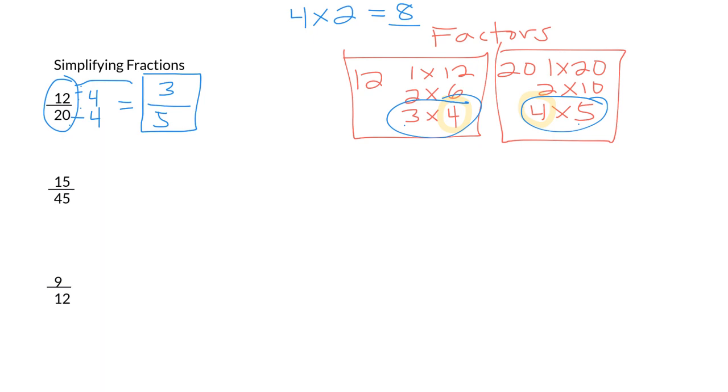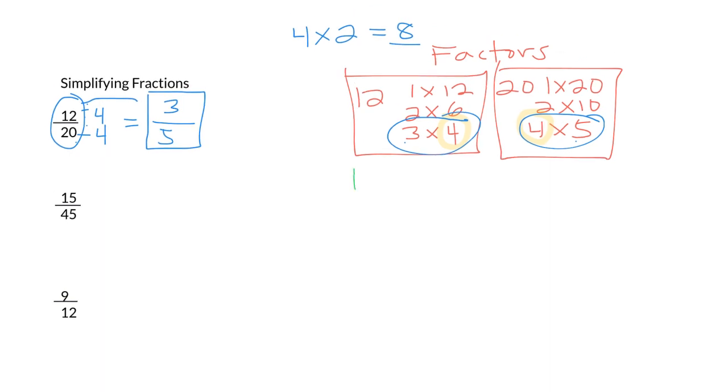Okay, let's go start on the second one now. Some of you with really good fact fluency that you've built up throughout your elementary years or even this year, you might be able to see these common factors right away, but I know a lot of you might not. So let's start by making our list of factors again. Oops. It's 15 and 45.